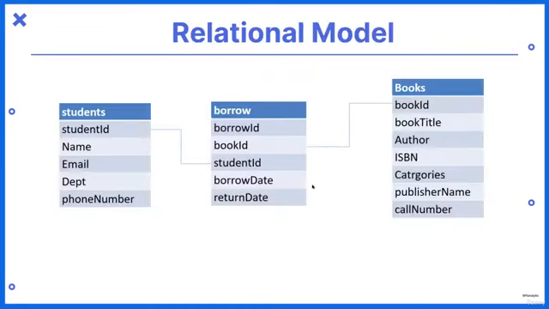Now this is the relational model for our database. Apart from these 3 tables, we also have an admin table. So this is the student table with all the column names, and we have then the borrow table, which is the relationship table, and it has the details such as the borrow date and return date. After that we have the books table, which has the columns such as book ID, title and author. So now this is the relational model. So let's create this database in our SQL server.